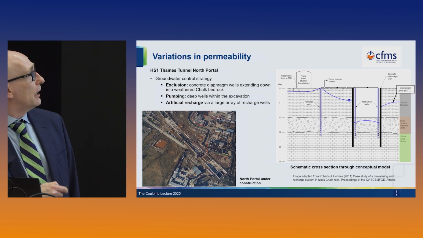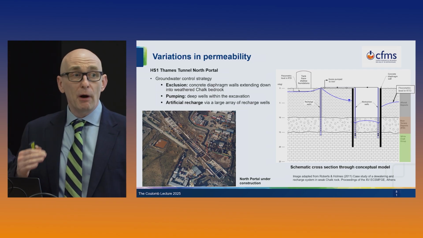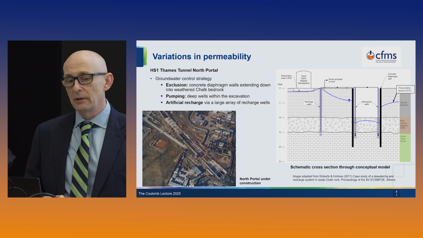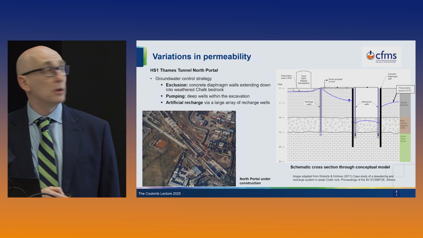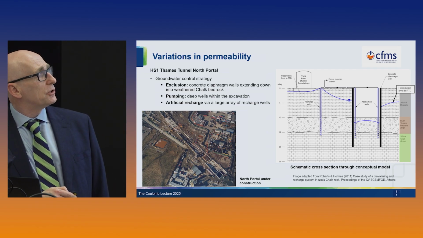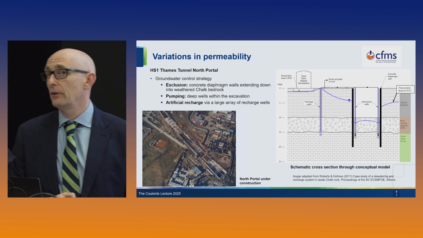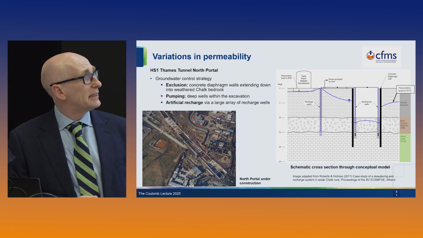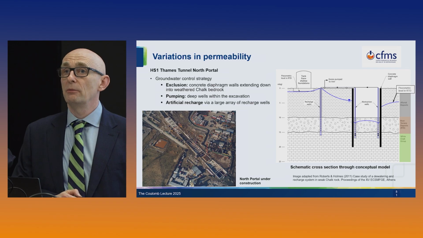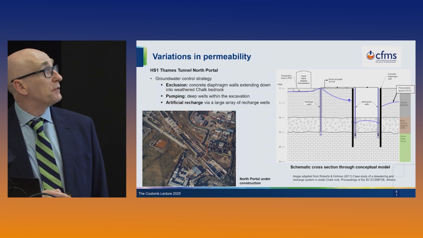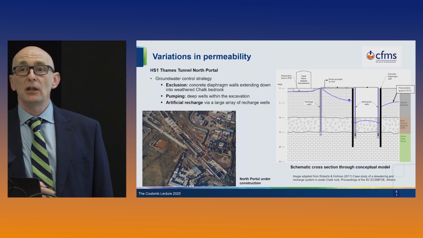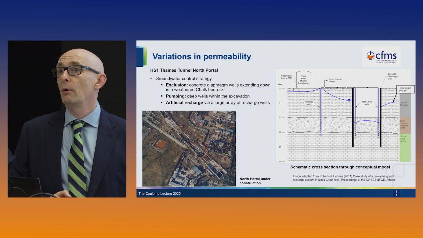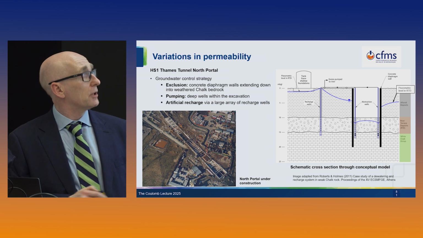This is the structure itself under construction. And the ground control strategy had 3 main elements to it. There was an exclusion element, because the structure has concrete diaphragm walls as its permanent works, and they were deliberately deepened to go through and act as an exclusion barrier in the gravels and also in the upper part of the chalk. Then there was an extensive pumping system to deal with the residual groundwater, and as well there was an artificial recharge system to carefully re-inject the water back into the ground, because next to the site there was a large petrochemical facility, and we were worried about settlement of these normally consolidated soils.